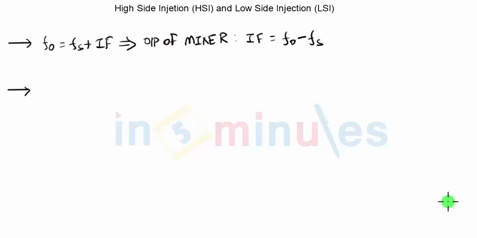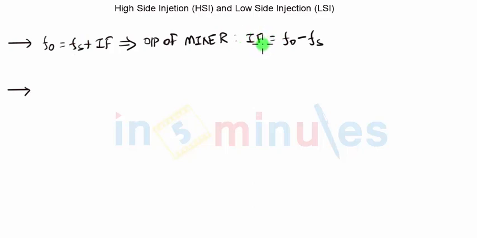Welcome to Infi. In this video clip, we will discuss the concept of high side injection, which is HSI, and low side injection, which is LSI. In a superheterodyne receiver, we have seen that there is a local oscillator which generates the frequency Fo, which is equal to Fs plus IF. This is done so that the incoming signal, which is at station frequency Fs, is down converted to intermediate frequency of IF.